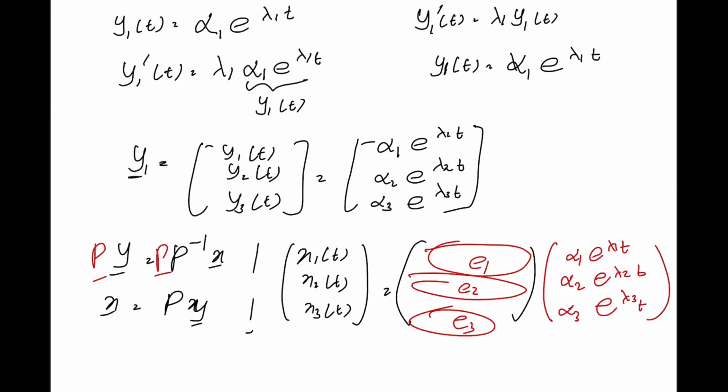So you can have your eigenvalues. Your x1t is some linear combination of these three functions, y1, y2, and y3, determined by your first eigenvector. The second solution is again a linear combination of these three functions, determined by your second eigenvector. And the third function is again a linear combination of these three, determined by the third eigenvector.